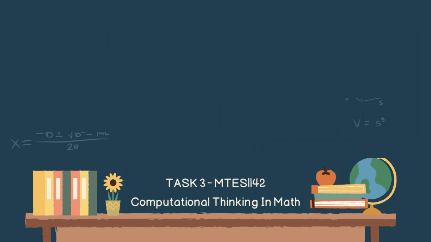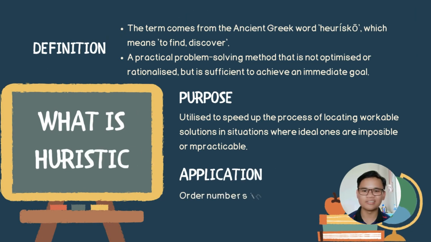Let's continue. Actually, what is heuristic and why do we need to learn about it? Let me explain. Heuristic is a word that comes from ancient Greek, heurisko, which means to find or discover. We can tell that heuristic is defined as a problem-solving method that is not optimized or rationalized, but it is important to achieve what it is meant for.